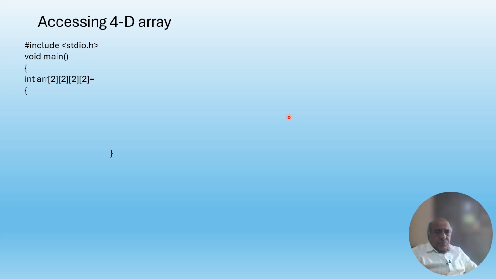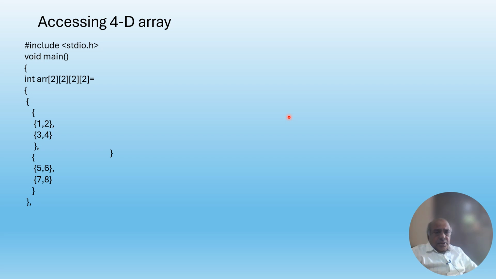We have declared a 4D array ARR with subscripts 2, 2, 2 and 2. This tells us that this 4D array will have 2 3D arrays as its elements. Each 3D array has 2 2D arrays as its elements. Each 2D array has 2 1D arrays as its elements, and each 1D array has 2 int constants as its elements.